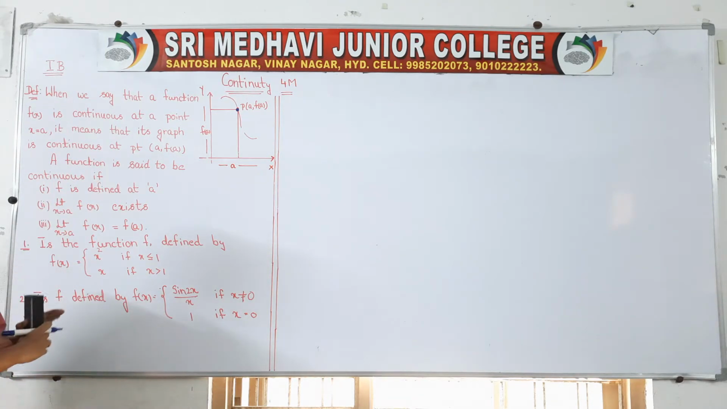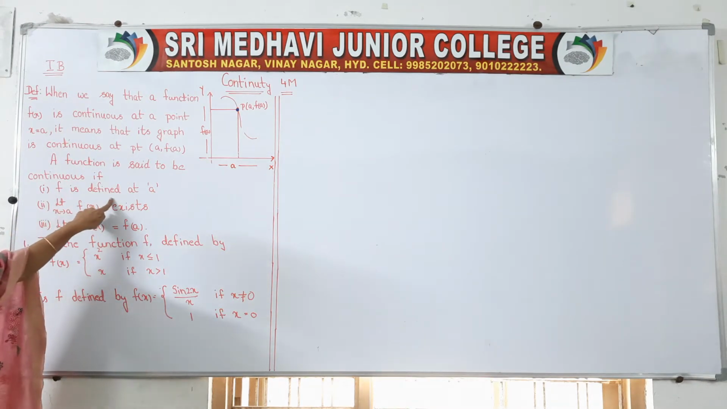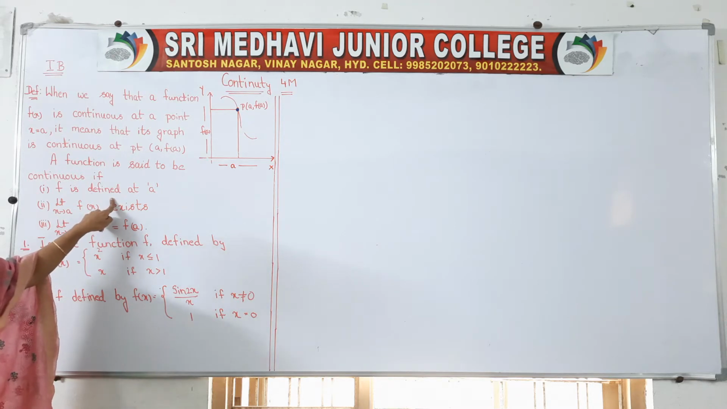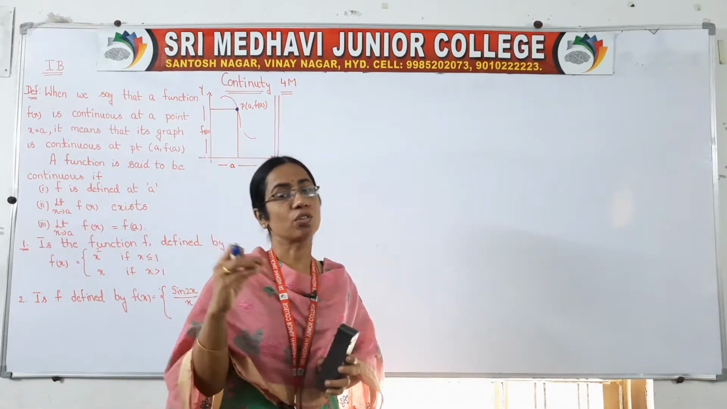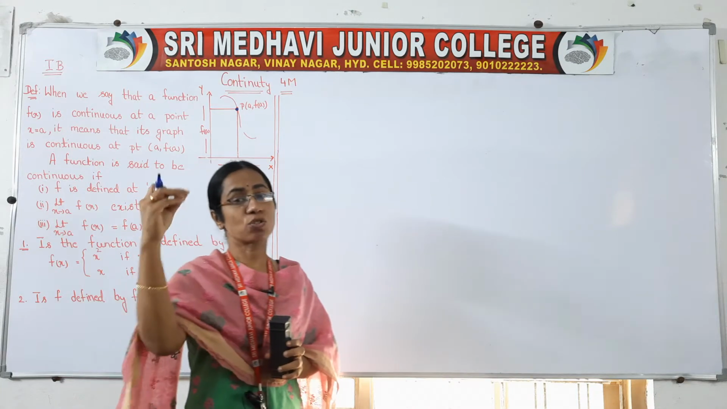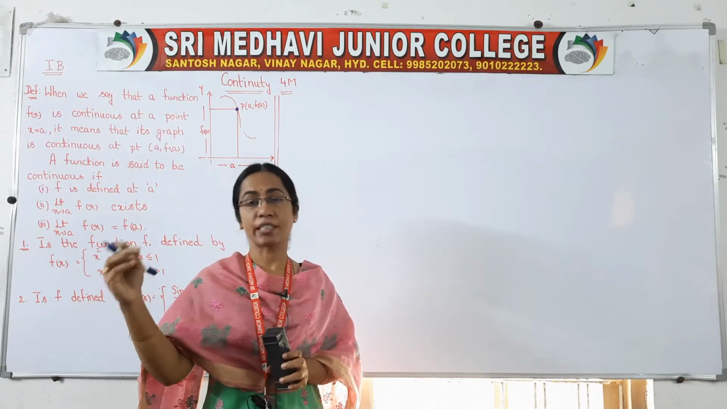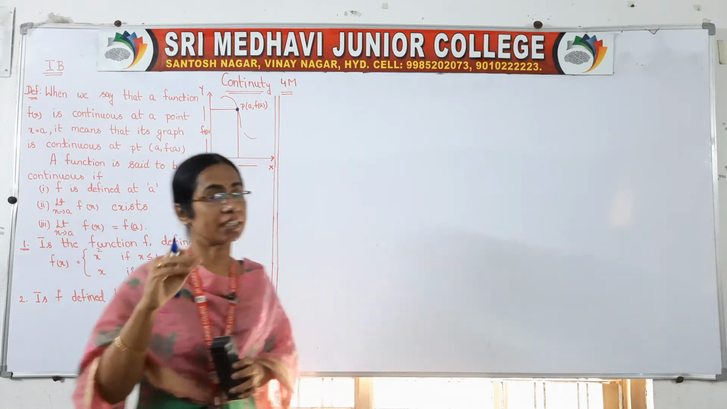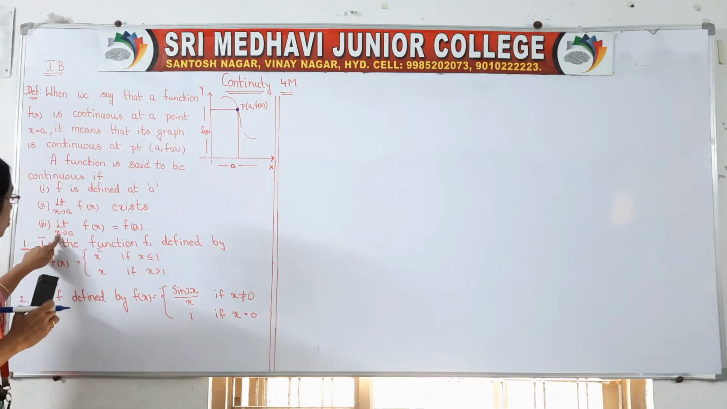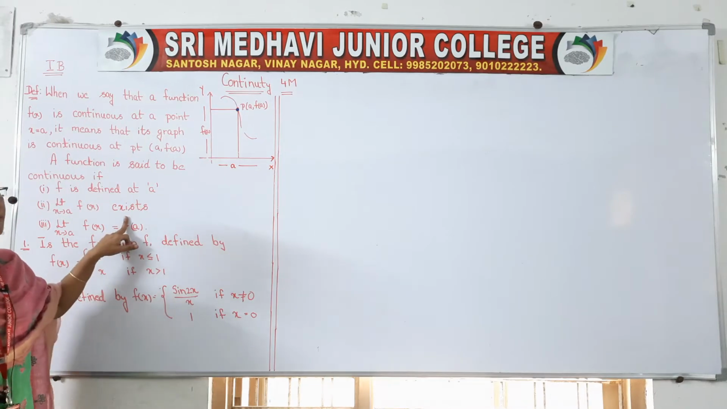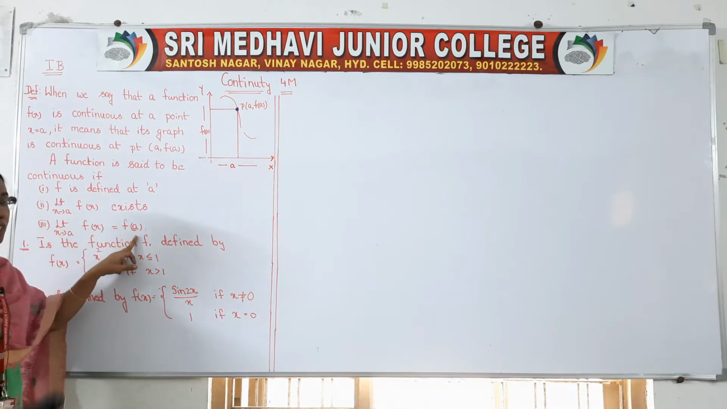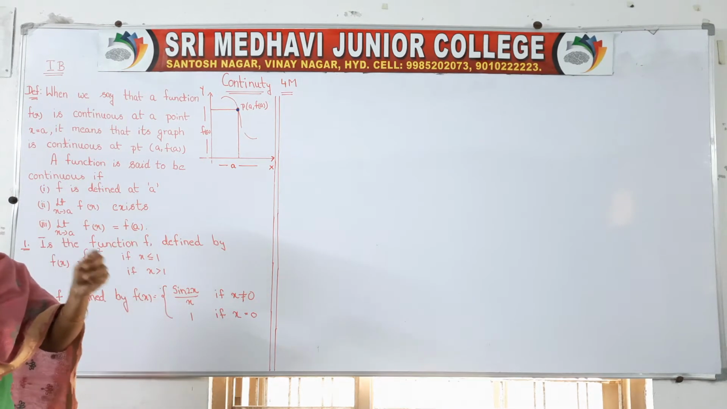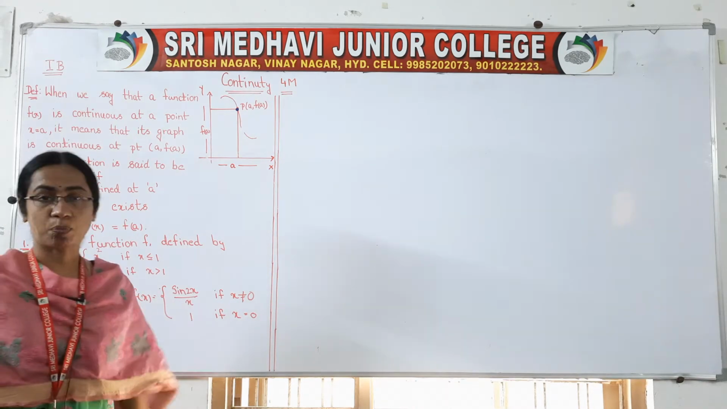Here, what are the conditions for any function to be continuous? First, the function should be defined at that point. That means f of x is equal to x plus 1, f of x is equal to x square plus 2, or f of x value is 3, like that. That function must be defined at that point. And limit x tends to a, f of x must exist at that point. The limit must exist and that limit value must be equal to f of a, then we can say that the function is continuous at that point.